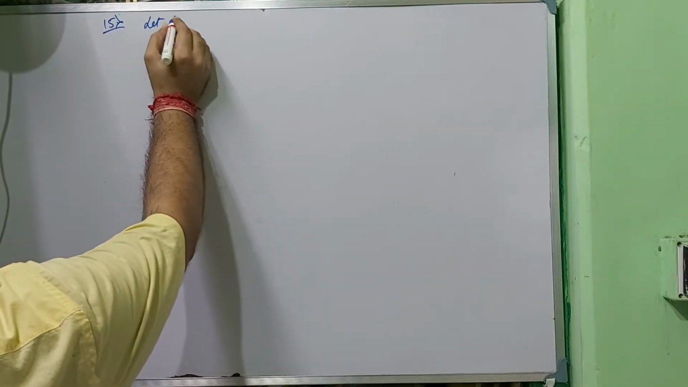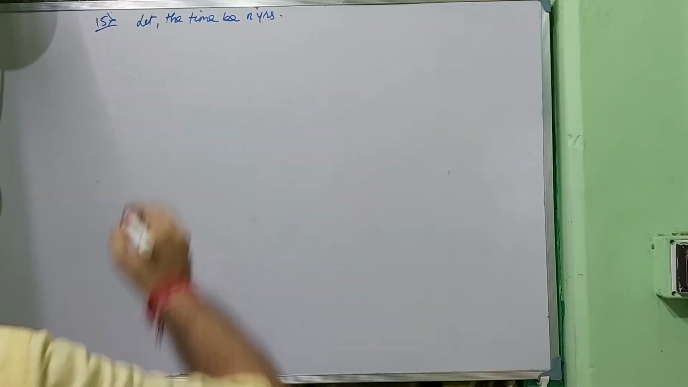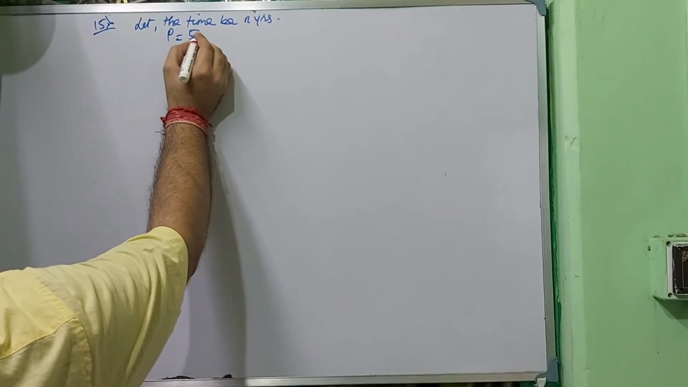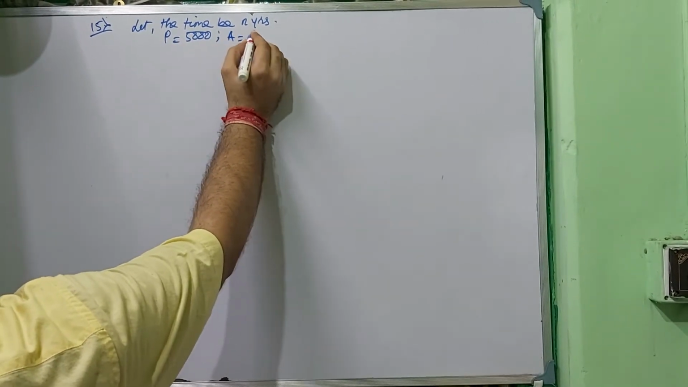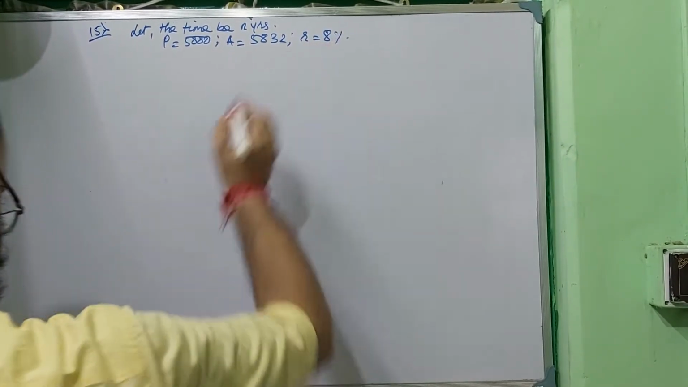Again, I have given you sum number 15, in which you have to calculate the time, meaning the number of years. At what time will rupees 5,000 amount to rupees 5,832 at 8% rate of compound interest? We don't know the time, so let the time be n years. You know P, which is 5,000. You know A, which is 5,832. You know R, which is 8%.